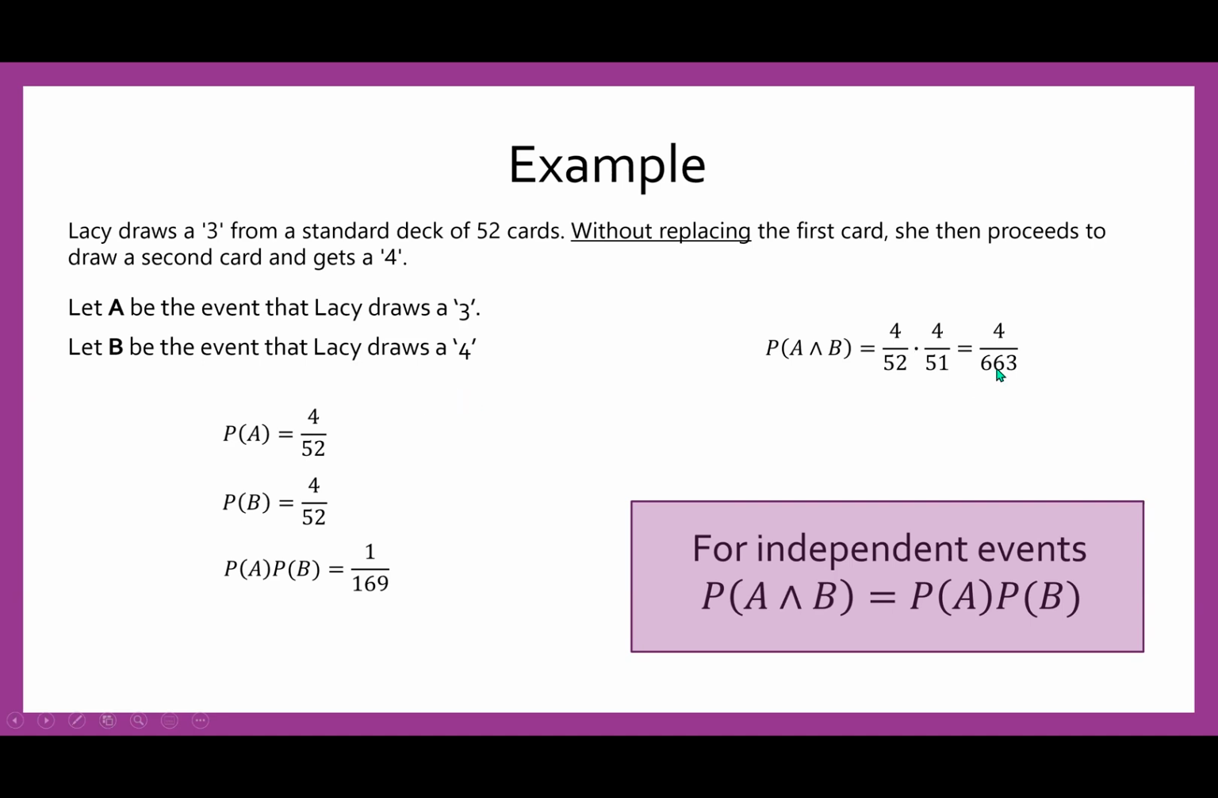So these numbers are not the same. What we're saying here is the probability of A and B is not equal to the probability of A times the probability of B. So in this case, we would conclude that A and B are not independent events. In fact, drawing that first card definitely affects the likelihood of success for event B. We're going to see a lot more about this when we talk about conditional probability.